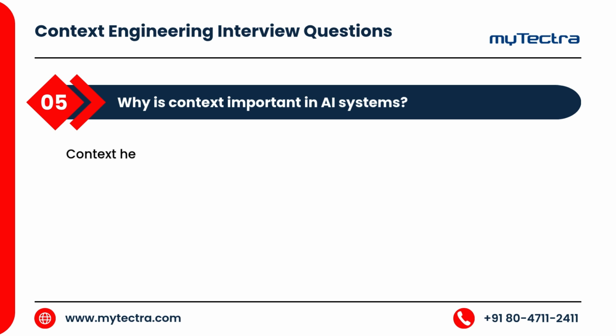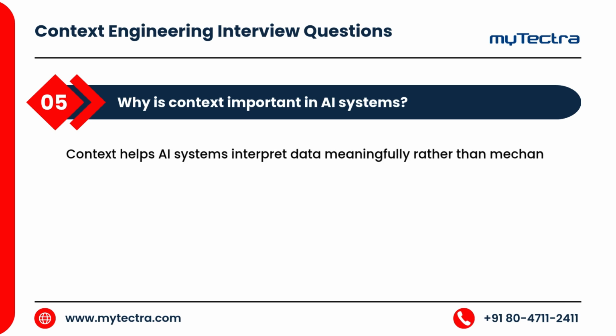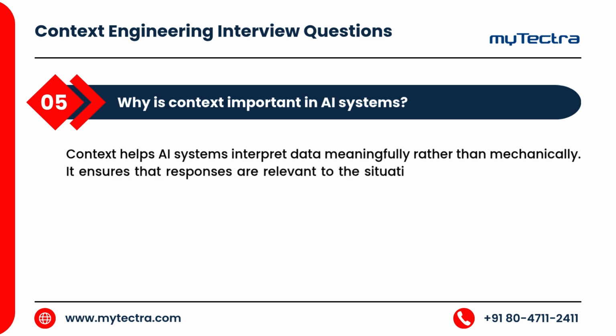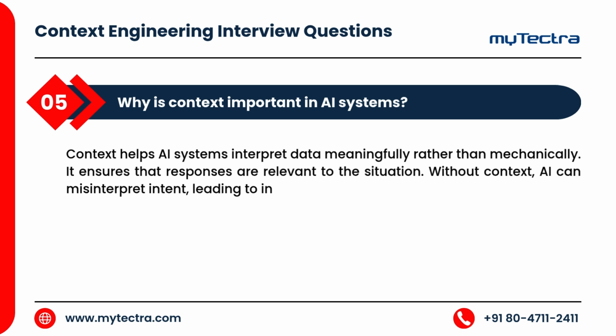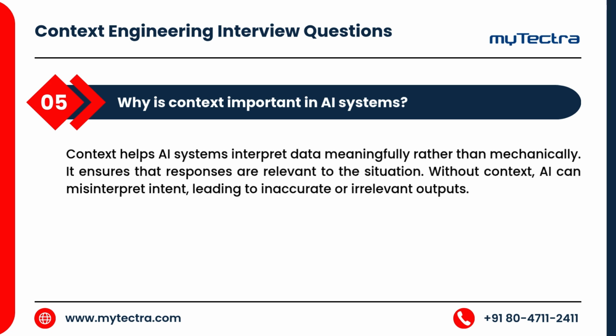Why is context important in AI systems? Context helps AI systems interpret data meaningfully rather than mechanically. It ensures that responses are relevant to the situation. Without context, AI can misinterpret intent, leading to inaccurate or irrelevant outputs.